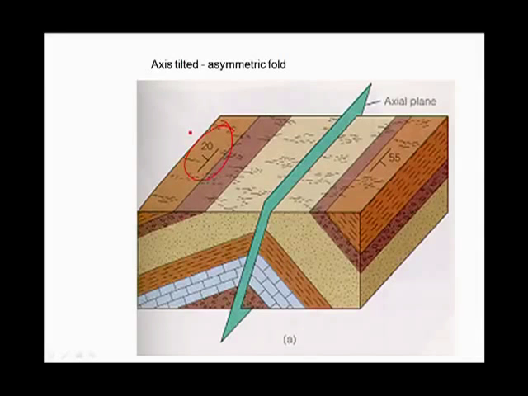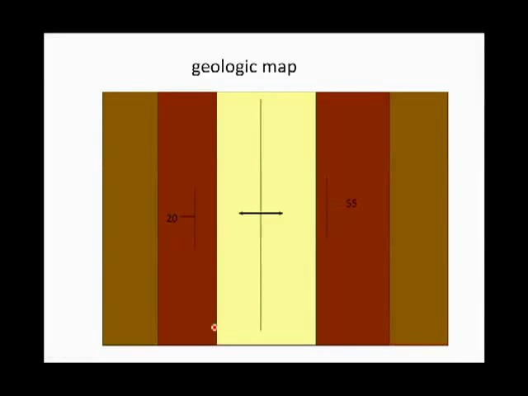Here we have an anticline, but the two limbs of the anticline have different dips. The left side is dipping 20 degrees, while the right side is dipping 55 degrees. In this case, it's asymmetrical, and the axis of the fold is at an angle. If you were to see this on a geologic map, it would look like this. Once again, this is the symbol for an anticline.